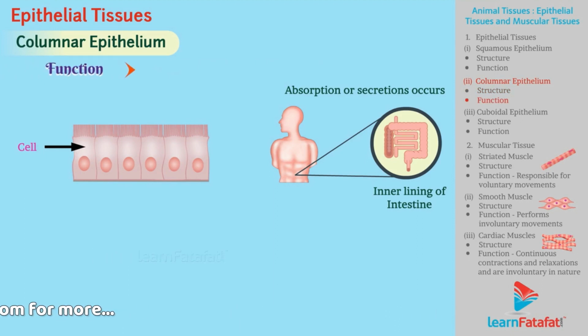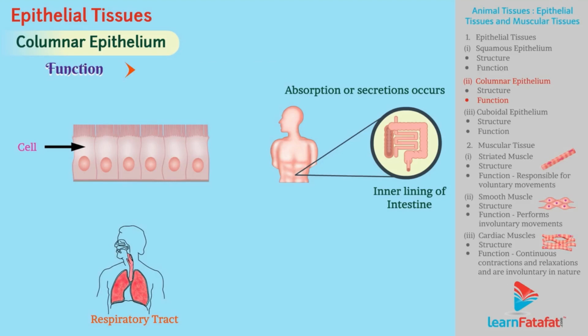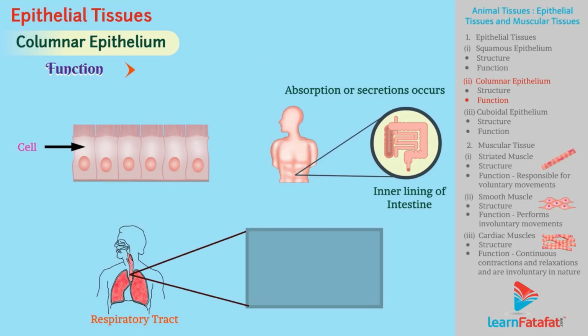The cells of columnar epithelium show slight modification in respiratory tract. It contains a brush-like outgrowth called cilia.